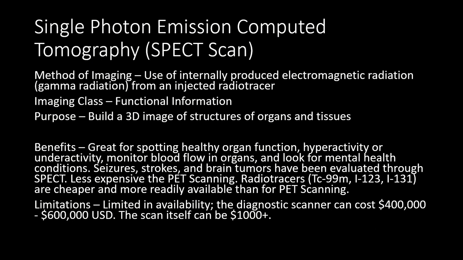Again, this is a functional information type of medicinal scanning that gives us information on whether certain parts are active over others. The limitations are that it is limited in availability. The diagnostic scanner can cost $400,000 to $600,000, and the scan itself can easily be over $1,000. And this is meant to build a 3D image of the structures of organs and tissues.